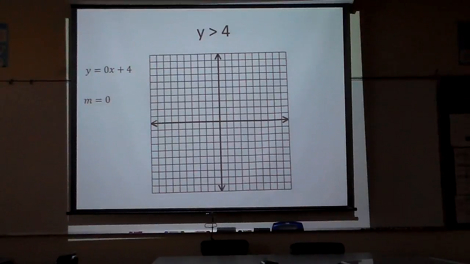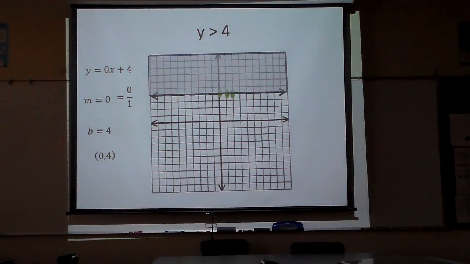Let's take the same problem. Basically, we know it's this. We already know it's that. But this time, greater than 4. We're on the same line. It's still a dotted line, but we're looking for things that are shaded above it, because now we're saying y is what? Greater than 4.